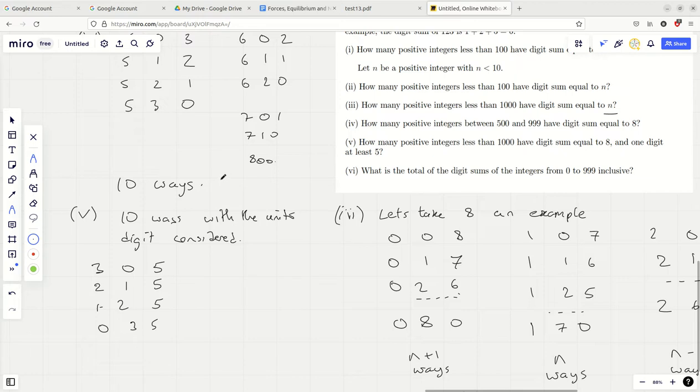There's 10 ways with the hundreds digit considered. And guess what? There's also going to be 10 ways with the middle digit considered, because each time, remember, the other two digits can't be 5 or 6 or 7 or 8, because that's too big. You're not going to get a digit sum equal to 8.